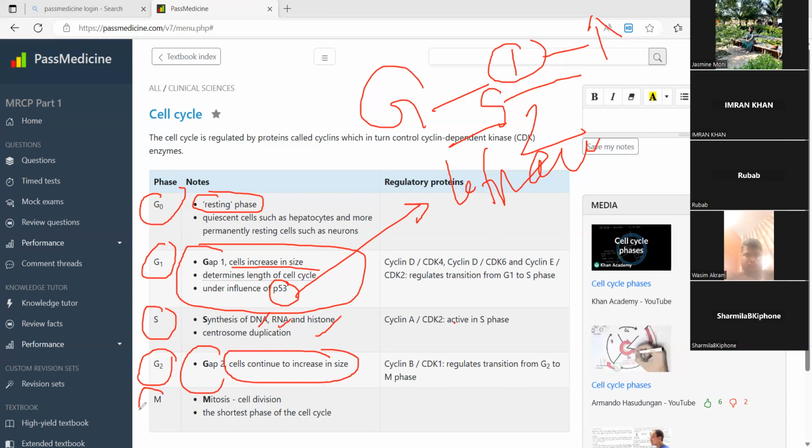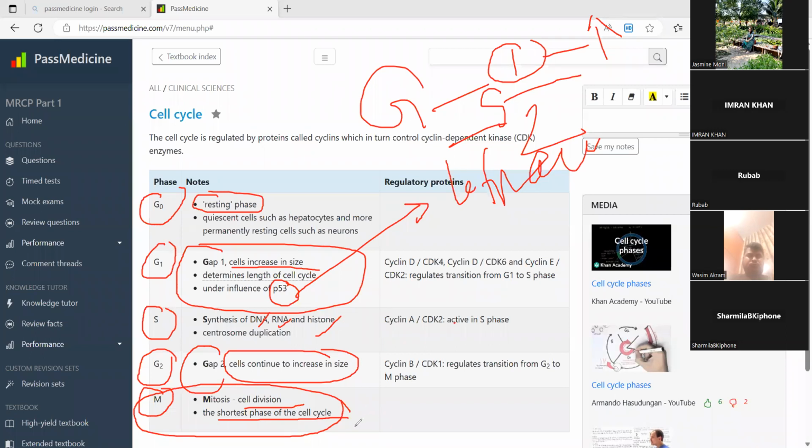Then M phase, that is mitosis, cell division, the shortest phase of the cell cycle. So in M phase, the cell has increased in size, has adequate protein, and has its maximum capacity to divide. In the mitotic phase, the cell is prepared for division, so cell division happens in the M phase. Keep in your mind, mitosis, that is M phase, is the shortest phase of the cell cycle.